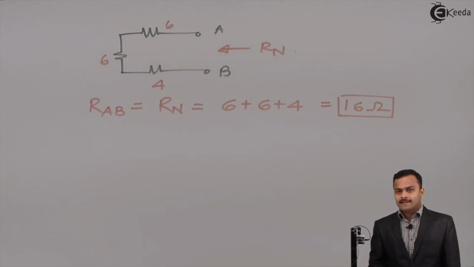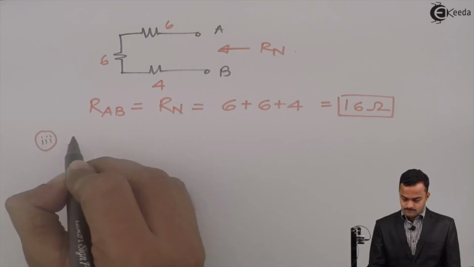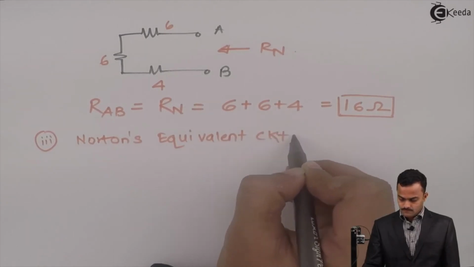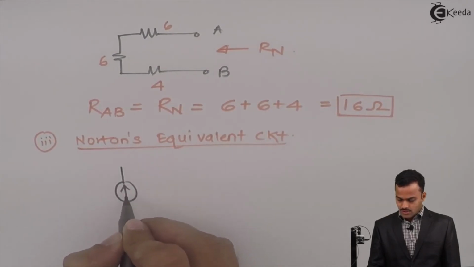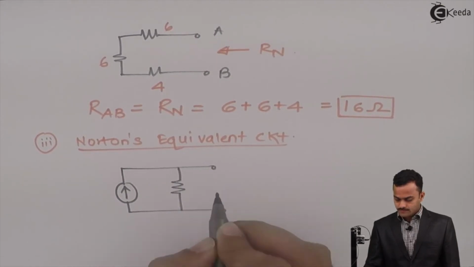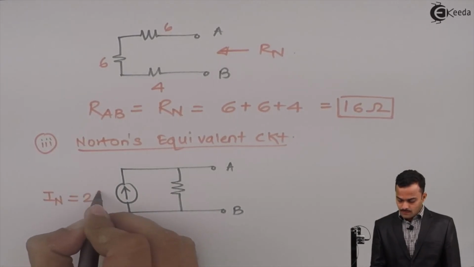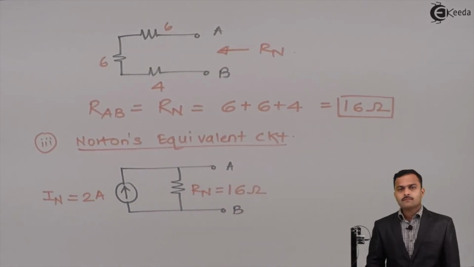Now we have got Rn and IN. Let's draw Norton's equivalent circuit. The Norton's equivalent circuit will be a current source with a resistance connected in parallel to this current source. We have calculated IN as 2 ampere and the Rn value we got is 16 ohm. So this is Norton's equivalent circuit between points A and B. Thank you.